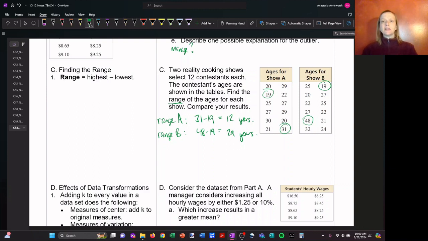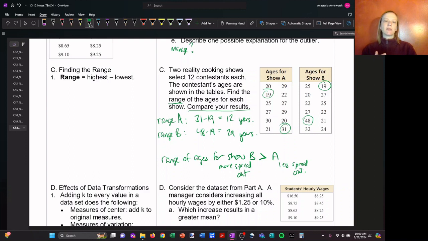So what this tells us, this asks us to compare our results. The range of ages for show B is going to be greater than the range of ages for show A. Show B is more spread out, and show A has less spread out ages. Okay.